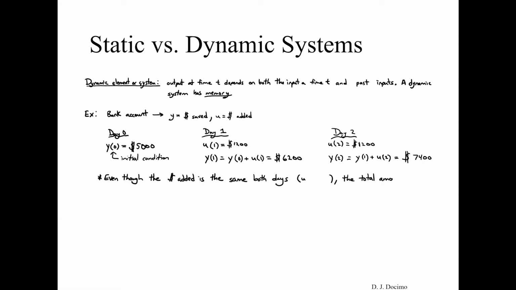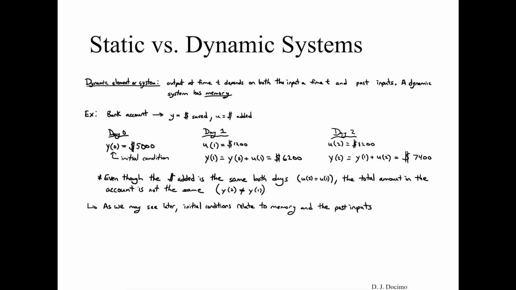So even though our input is added the same both days, so U2 is equal to U1, the total amount in the account is not the same. Y2 is not equal to Y1 in this case. This shows an example of a dynamic system. And as we may see later, initial conditions relate to memory and their past inputs.